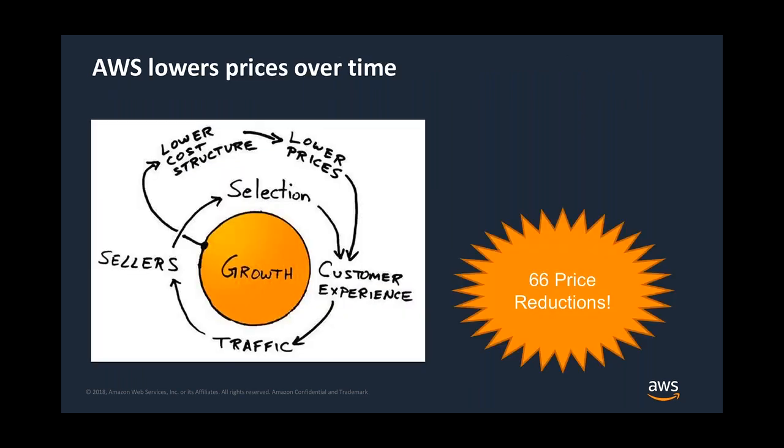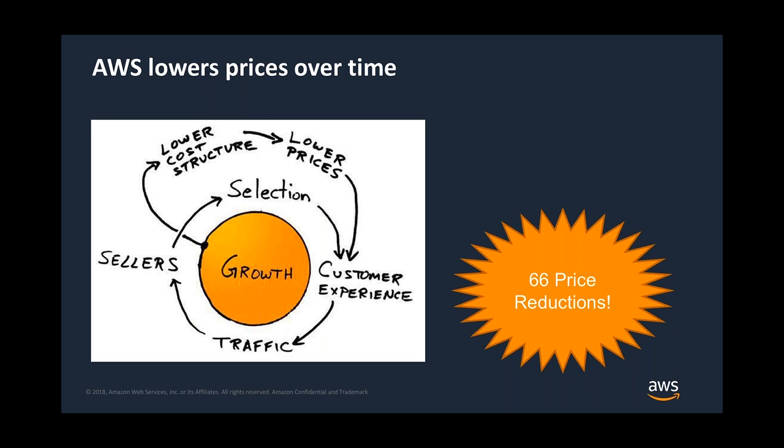AWS follows a flywheel pricing philosophy, and this is where a lot of customers find value and is how we structure our prices. As the AWS platform grows, the incremental cost of IT infrastructure for us decreases, and we're consistently passing these cost decreases onto our customer base.